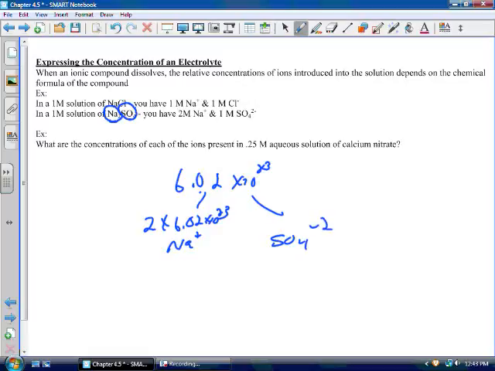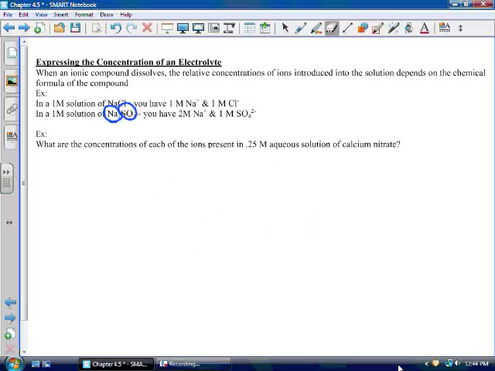So when we talk about ion concentration, the way you get an ion's concentration is you take the number of a specific ion in a formula times the overall concentration of the solution. Now let's look at another example of that. If I have a calcium nitrate solution, the first thing I have to do is figure out what calcium nitrate is. Calcium is Ca, and from the periodic table we know that's +2.